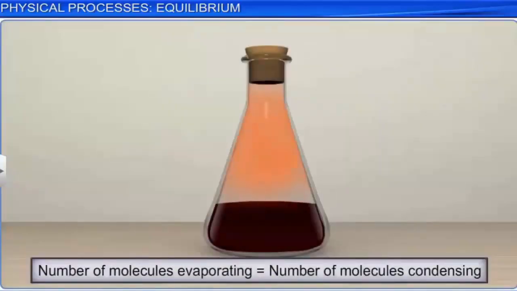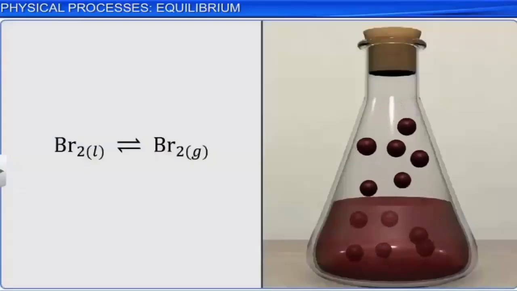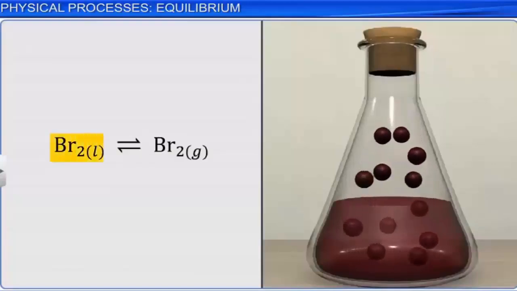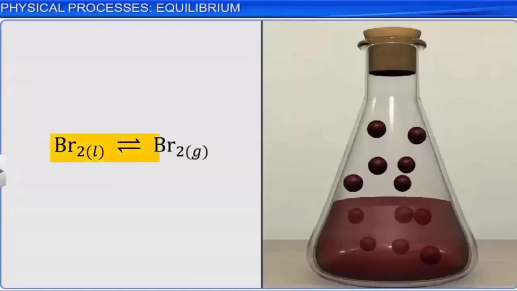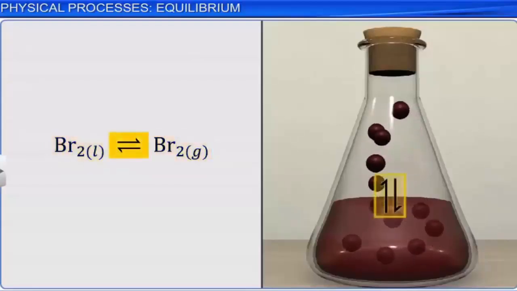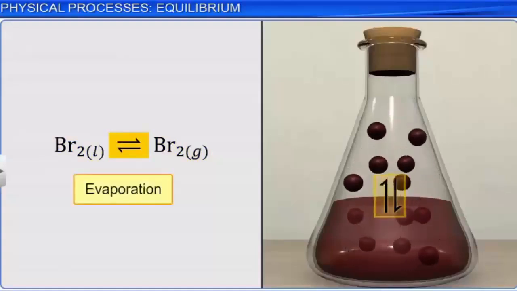Thus, equilibrium may be defined as a condition in which two opposing tendencies balance one another. The equilibrium of liquid bromine with its vapor may be represented as Br2(l) ⇌ Br2(g). The pair of half-headed arrows indicates that the two processes, evaporation and condensation, are occurring simultaneously.